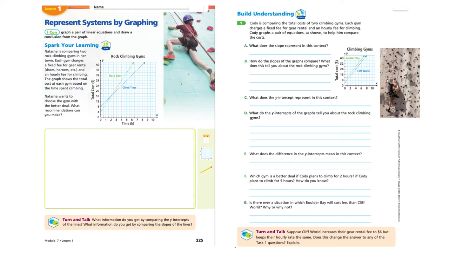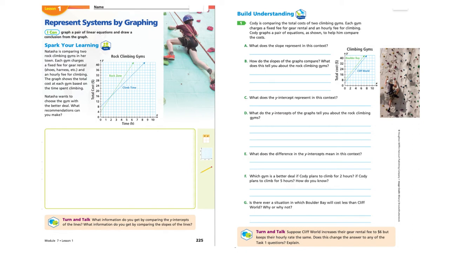F, which gym is a better deal if Cody plans to climb for 2 hours? What if he plans to climb for 5 hours? And then how do you know? Is there a difference, or what is that difference if there is one? And then G, is there ever a situation in which Boulder Bay will cost less than Cliff World, and why or why not? So you'll use this graph basically to help you with all the different questions.